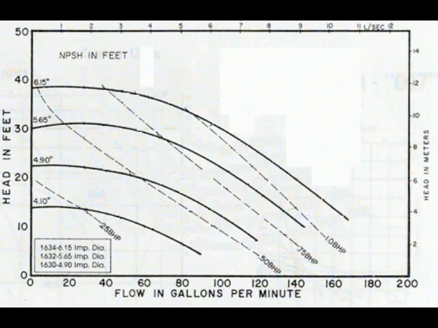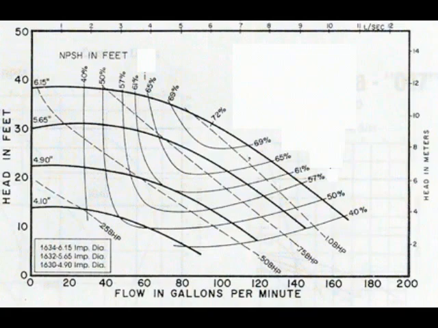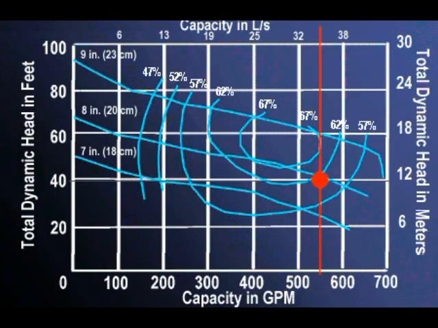Pump curves will show different pump capacities for different impeller diameters and different motor sizes. The efficiency curves have been added to the chart. These efficiency curves are important in the selection of a pump. For example, if the total dynamic head is 12 meters, 40 feet, this chart indicates that a 20 centimeter, 8-inch impeller will pump about 36 liters per second, 570 gallons per minute, at an efficiency of approximately 60%.